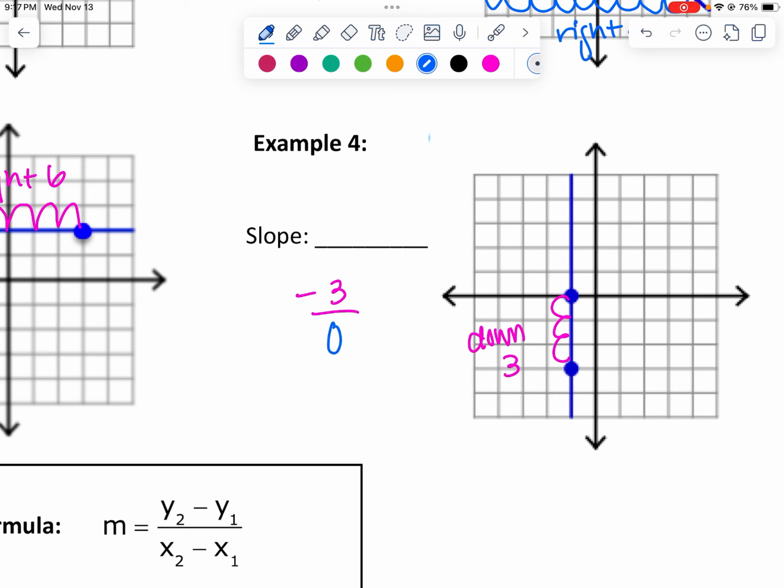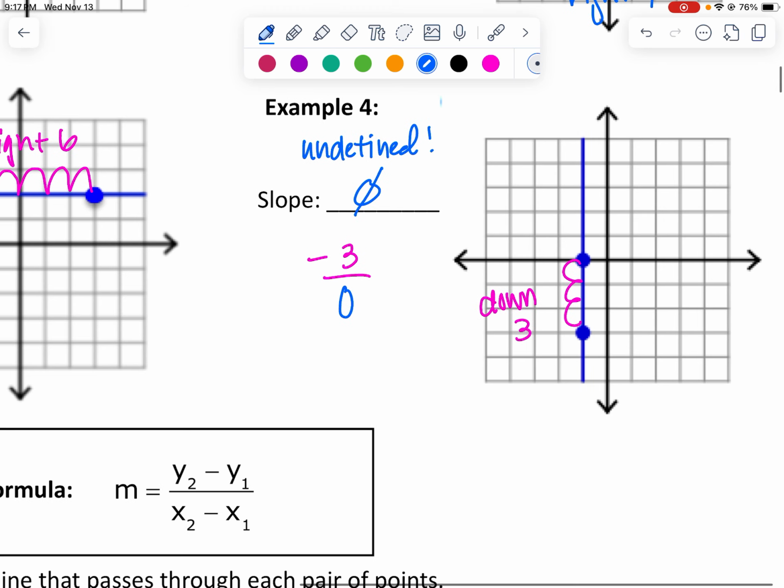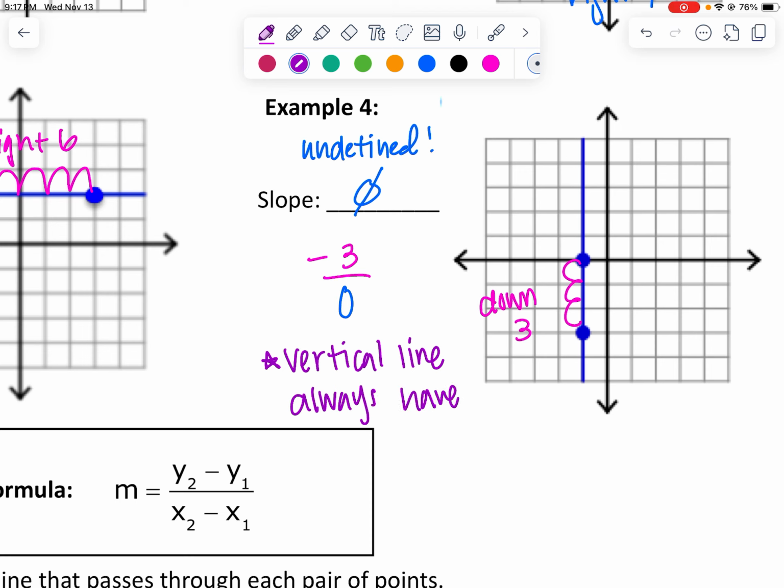And whenever we have something divided by 0, this is going to be an undefined answer, okay? So you could say undefined, or this is technically the notation for undefined. It's like a 0 and it has a little slash through it, okay? And now you know that a vertical line, so this is a vertical line, will always have an undefined slope.